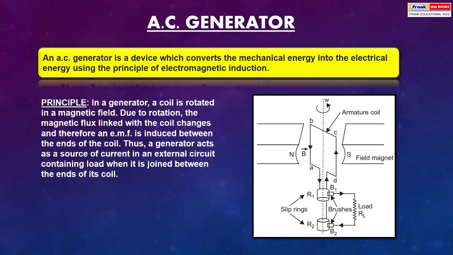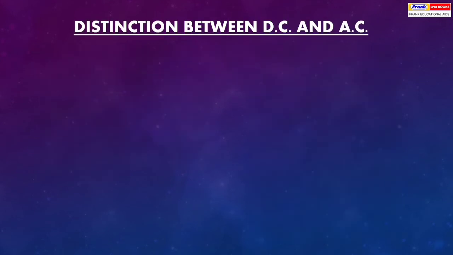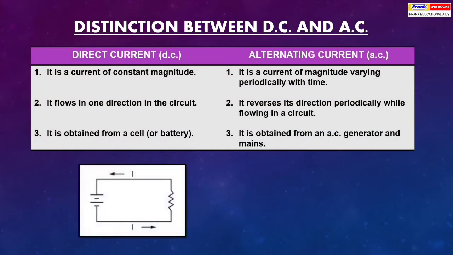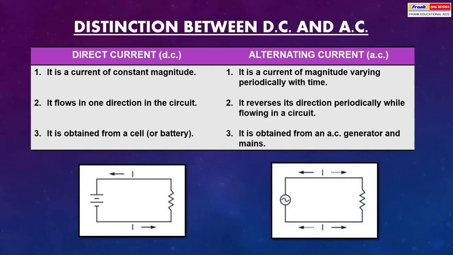Distinction between DC and AC. Direct current: it is a current of constant magnitude. It flows in one direction in the circuit. It is obtained from a cell or a battery. Alternating current: it is a current of magnitude varying periodically with time. It reverses its direction periodically while flowing in a circuit. It is obtained from an AC generator and mains.